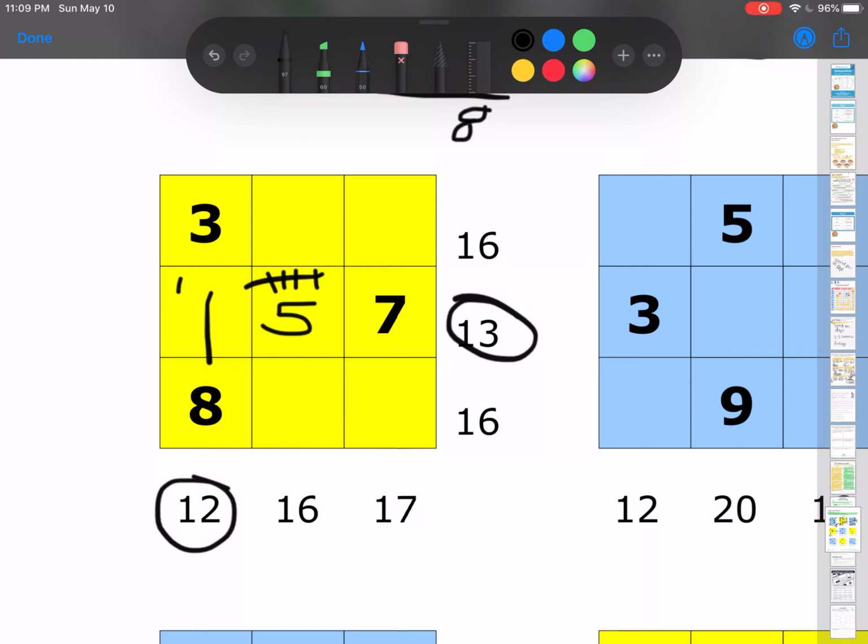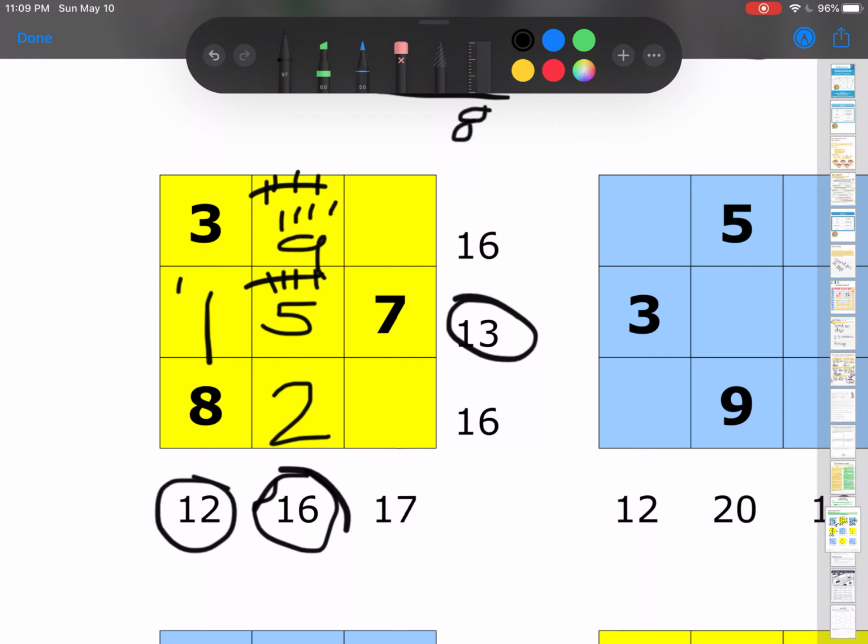Now I don't have as many boxes here, but I know that I need to get to 16 on some of these, so let's do, and I can't repeat numbers, so I'm just going to start putting in numbers. So 2 plus 5, and I need to get to 16. So 5, 6, 7, 8, 9, 10, 11, 12, 13, 14, 15, 16.